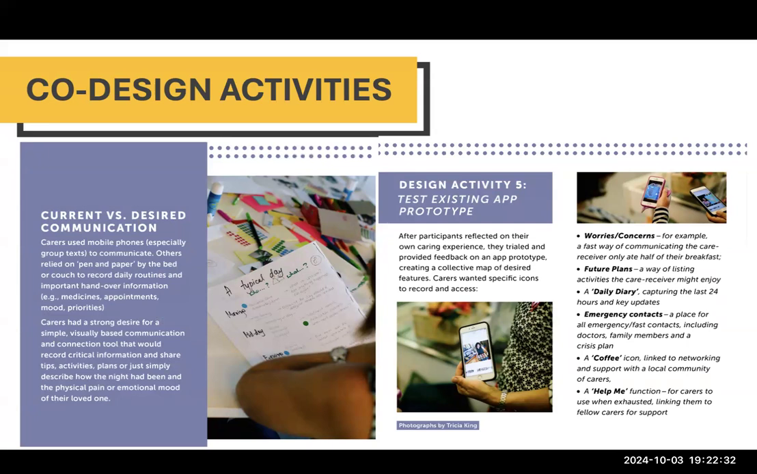And so then we had people test an existing app, a prototype, and we got feedback on what kind of things they wanted. They wanted a daily diary to capture the last 24 hours. They wanted space for emergency contacts. They wanted to be linked to local support networks, and they wanted a place to really quickly record worries and concerns.